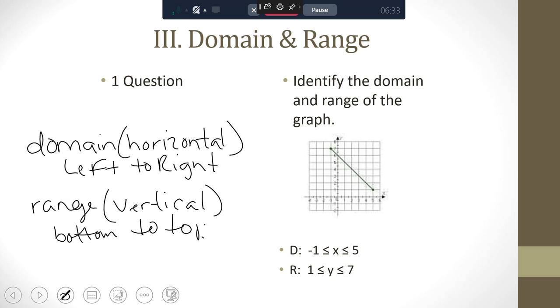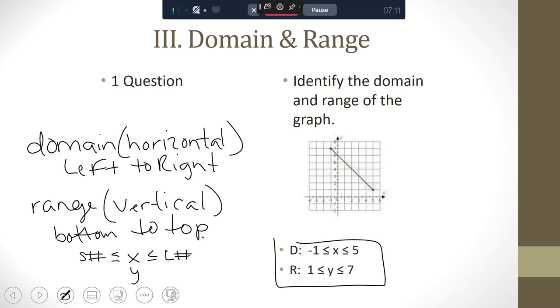They are always written with the small number first when we have it terminating. If the graph ends and it doesn't go on forever, they're always written with a small number, a less than or equal to, then our x, less than or equal to, then our large number. Or with the y for the range. They're always written like this if the graph does not continue on forever. So when you're doing your test, if you have a graph that doesn't continue on forever, then this is how you're writing it. I don't want to see anybody writing it any other way. I'm telling you now, write it like this.